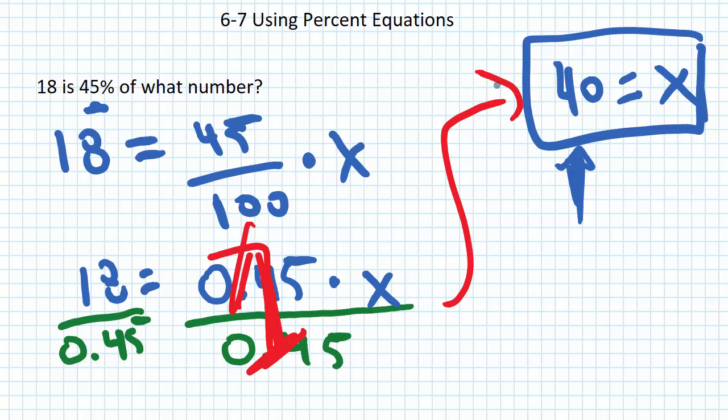Okay, now let's see where we may be able to use this in real life. If we're talking about discounted items, you see things on sale all the time. And a lot of times they don't take off $5 or $10. Sometimes they take off a percentage of the retail price. So let's see what that looks like.